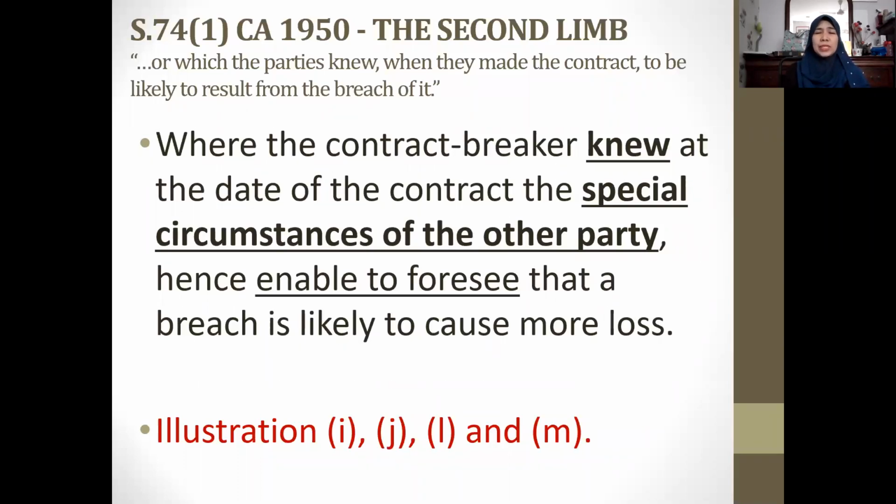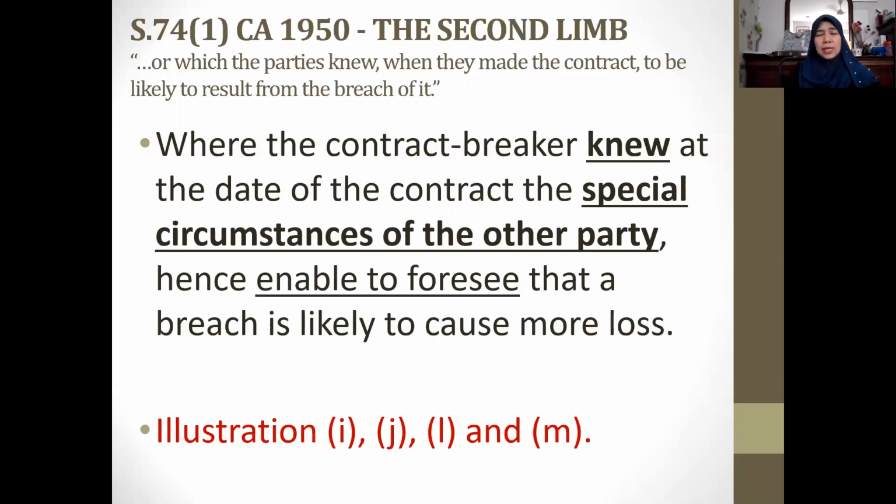So the second limb emphasizes the element of knowledge. The relevant part of the provision is from the word "or, which the parties knew when they made the contract to be likely to result from the breach of it." This provision requires that the contract breaker knew, at the date of the contract, the special circumstances of the other party, the victim. Otherwise, the contract breaker is unable to foresee that his breach will cause loss to the other party.